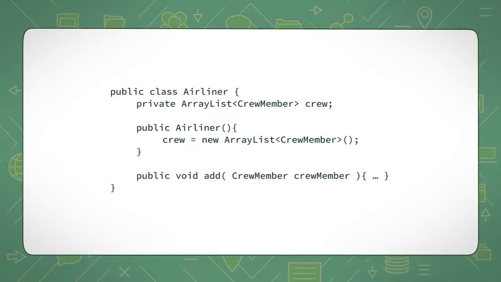In the airliner class, there is a list of crew members. The list of crew members is initialized to be empty, and a public method allows new crew members to be added. The airliner has a crew. This means that an airliner can have 0 or more crew members. You can try for yourself to create some code that uses aggregation.